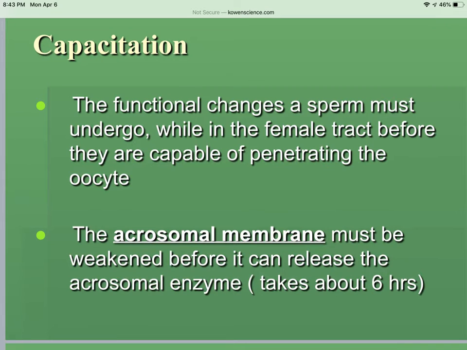The sperm must undergo functional changes while in the female tract before they're capable of penetrating the oocyte. At the head of the sperm is an acrosomal membrane, and this must be weakened before it can release the acrosomal enzyme. It takes about 6 hours for this to occur. The acrosomal enzyme is the enzyme that acts on breaking down the barrier around the oocyte.